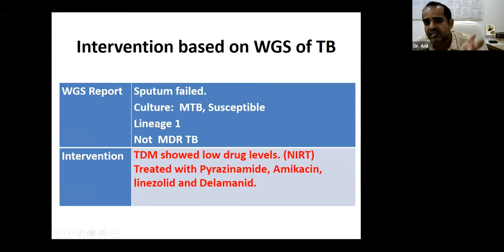It was susceptible. Lineage 1 was identified. It was not an MDR. So our fear of MDR was removed; it was confirmed. Then we sent her to a higher center. Why is she not responding to first-line therapy in spite of being a pan-susceptible isolate?